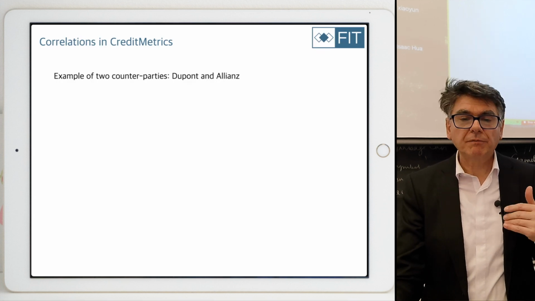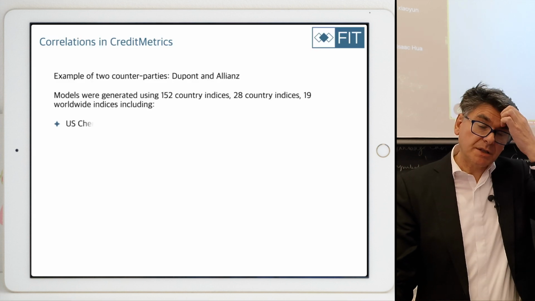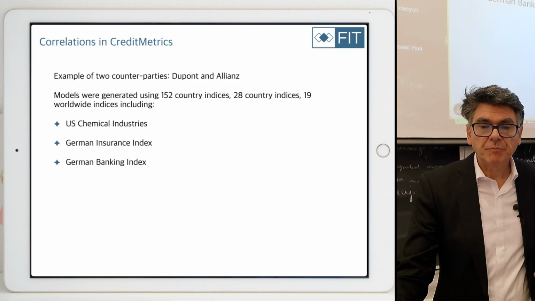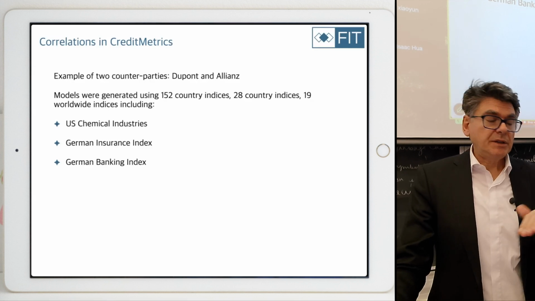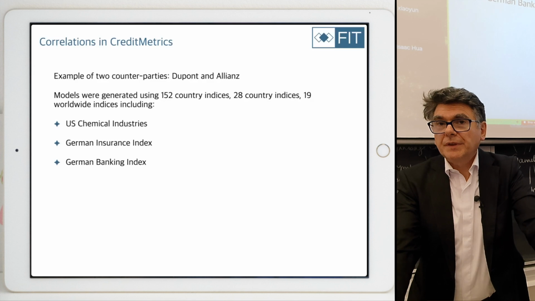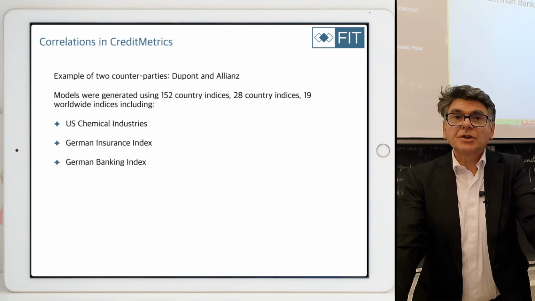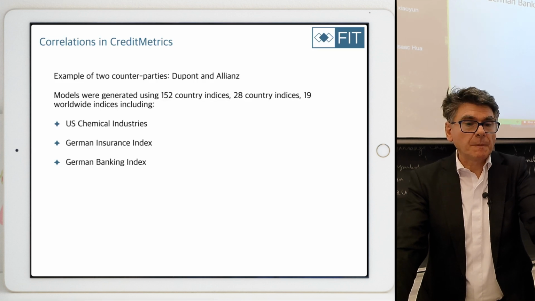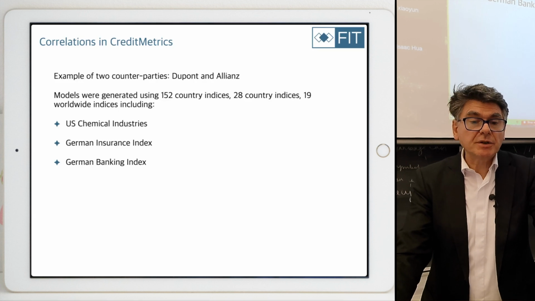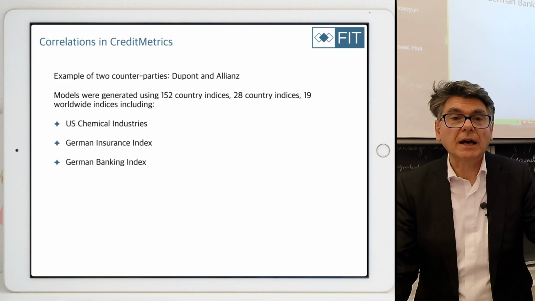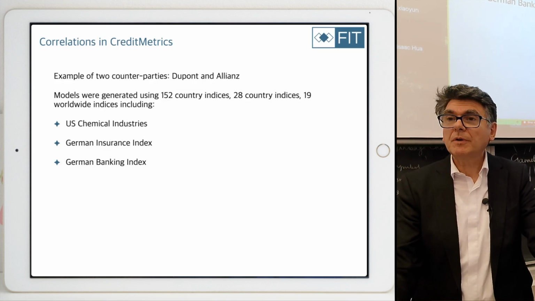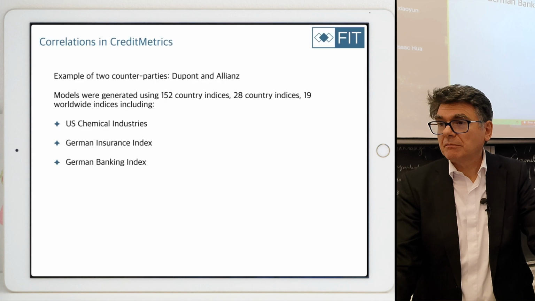So the correlations are given by the following method. It's like a cooking recipe. There's no reason to do it like this, but this is how it's done. These credit rating agencies not only sell you the Markov chain, they also sell you things which are indices of different types. I'll show you what's relevant in this case. In particular, there's something called the US Chemical Industries Index and the German Insurance Index and the German Banking Index. They give you that. These are just time series of performance. Where they come from, you don't care. You just use them. It's a recipe, okay?